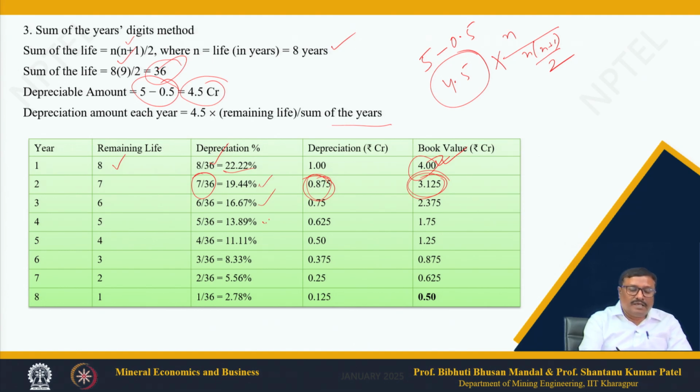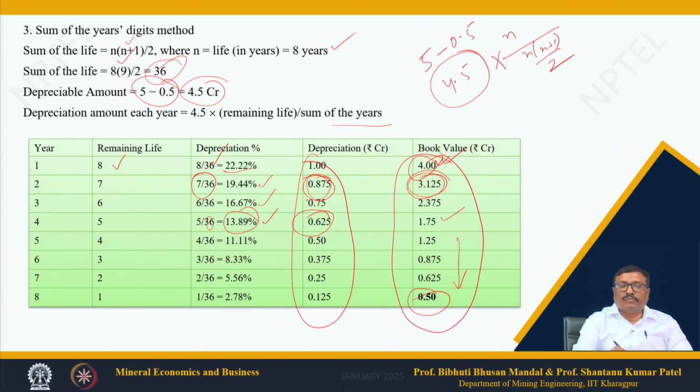You just see here, in the 5th year we have 5 years remaining and 5 divided by 36, we get 13.89, and then we get 1.75 as the book value, and this is the depreciation amount. Go on doing this. Since you have taken the salvage value into account, it is matching here, 0.50. Now, we have a whole lot of depreciation amounts here and corresponding book values in the other column. So, this schedule is ready.